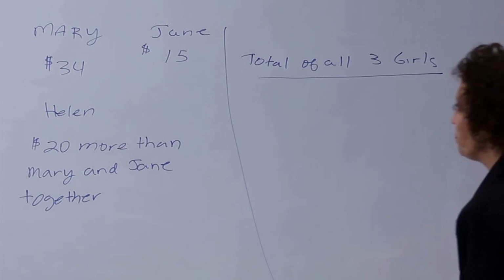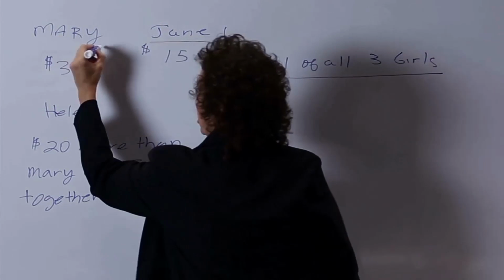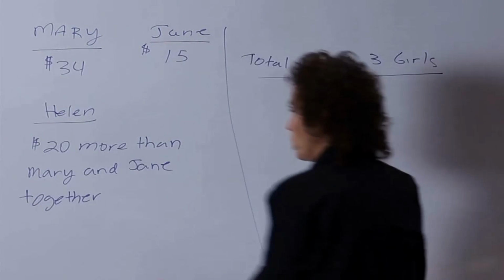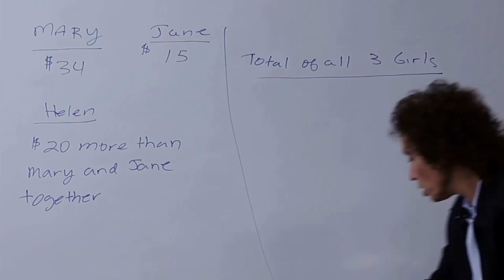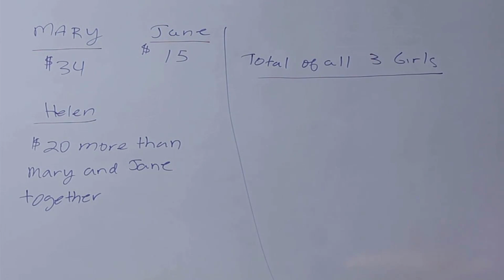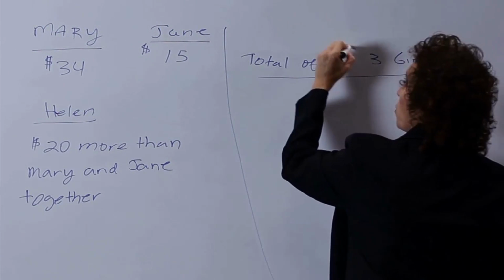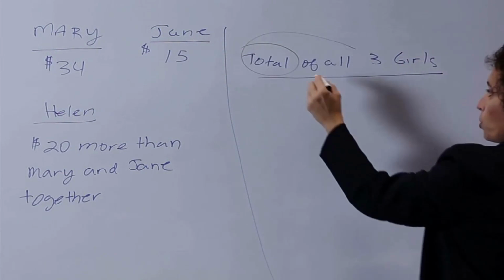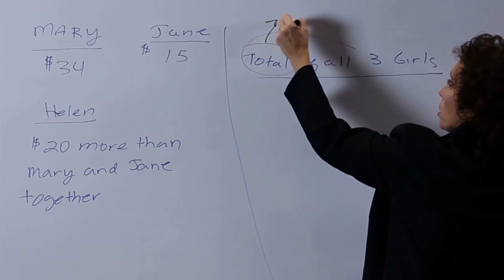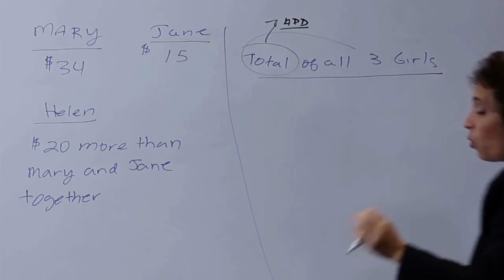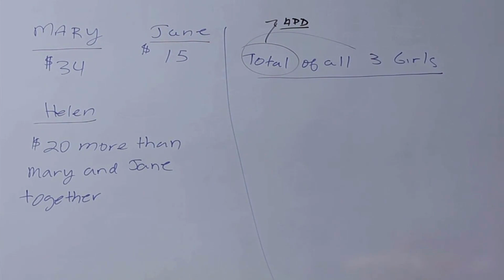Okay, well, so we have Jane 15, Mary at 34, Helen 20 more than Mary and Jane together. Okay, well, there's a lot of keywords going on here. First keyword that we want to talk about is total of all the three girls together. So total. Total tells us to add. Total is not a word you see often in algebra. You see it a lot in arithmetic, but not in algebra, but it does mean to add.